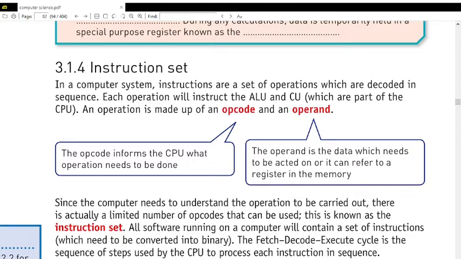Now, an operation consists of two elements. One is called the opcode and the other the operand. The opcode informs the CPU what operation needs to be done, while on the other hand, the operand is the data which needs to be acted upon, or it can also refer to a register in the memory. So, any instruction set has operations, and these operations consist of two parts: the opcode and the operand.